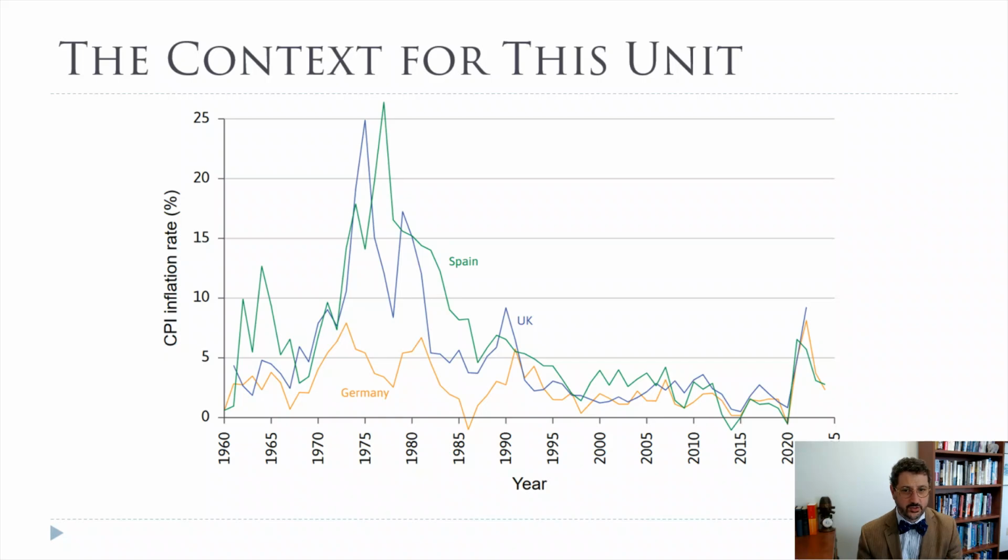If we look at these three countries, Spain, the UK, and Germany, we can see that Spain and the UK, similar to the United States, experienced very high inflation in the 70s and 80s. Actually, it was even higher in Spain and the UK, whereas Germany was able to get through that period with only modest inflation. Whereas they all three experienced fairly significant inflation in the post-COVID years, which we can see over here.